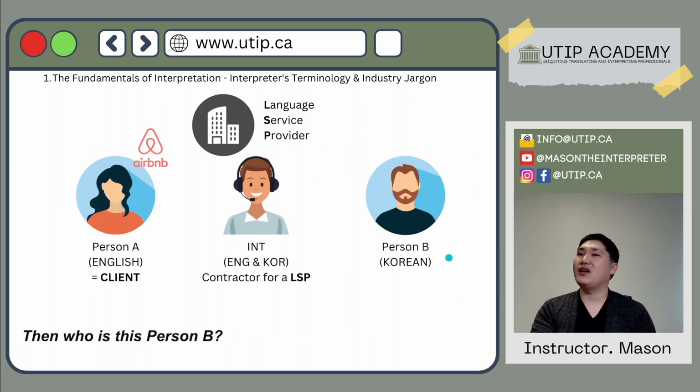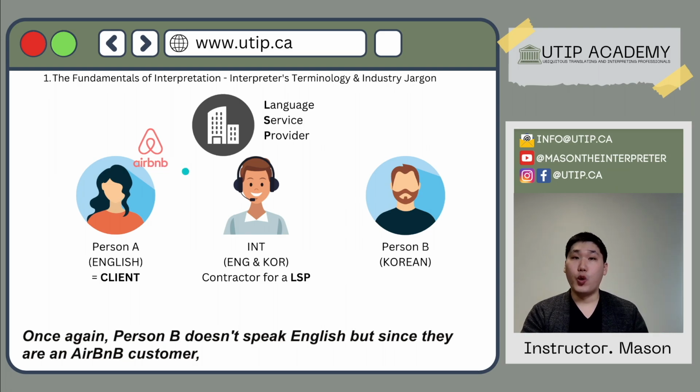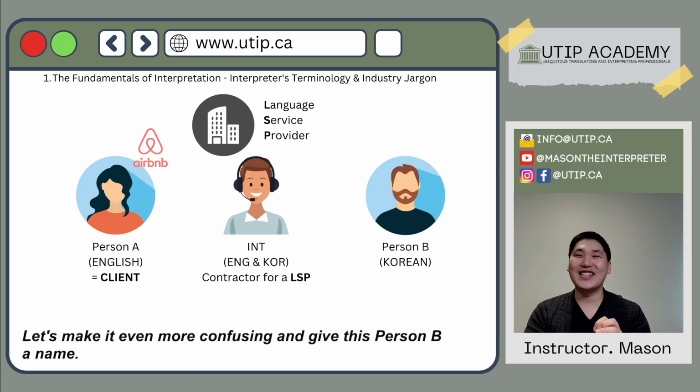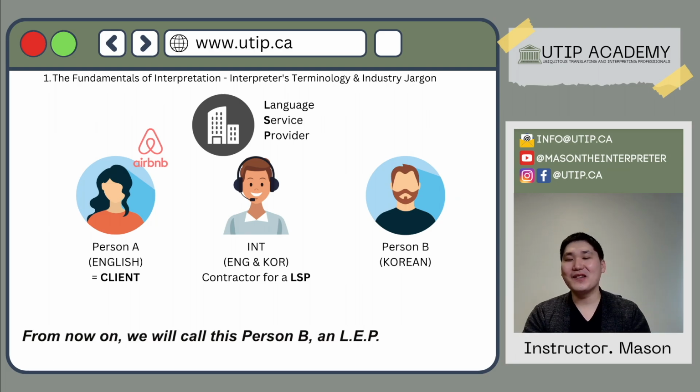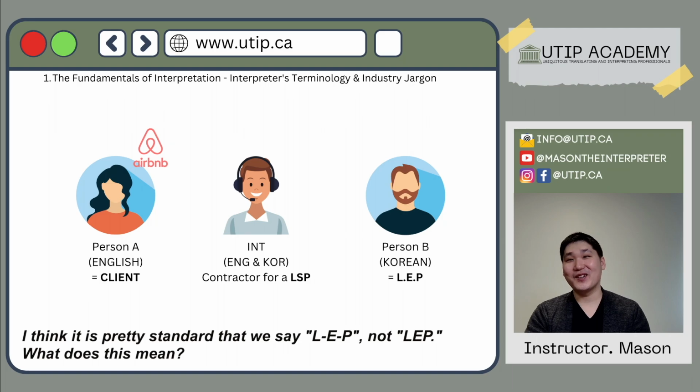Then who is this person B? If you haven't figured it out already, this person B is a customer of Airbnb, right? Once again, person B doesn't speak English, but since they are an Airbnb customer, person A, the Airbnb representative, has to help them using our LSP's interpreting service line. Let's make it even more confusing and give this person B a name. From now on, we will call this person B an LEP.